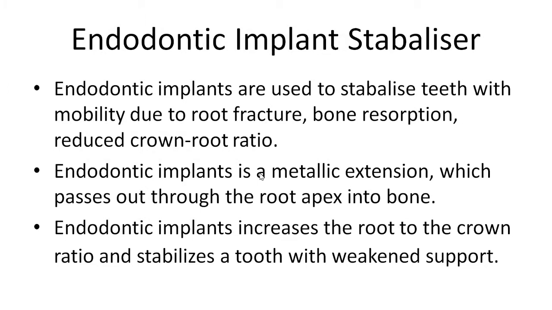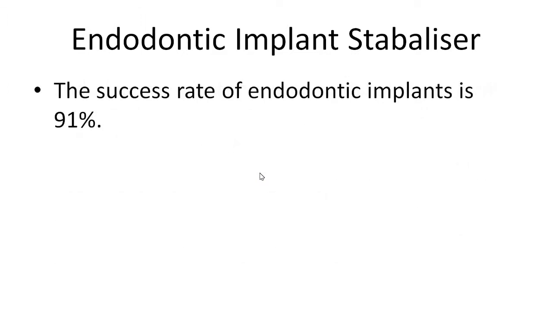Now, endodontic implant stabilizer is a means of stabilizing root-filled teeth or teeth with reduced bony support. So if one had a tooth that had reduced bone but had a vital nerve, the tooth would first be devitalized and a root canal filling placed, and then these endodontic implants used to stabilize the mobile tooth. And these did have quite a high success rate, surprisingly enough.